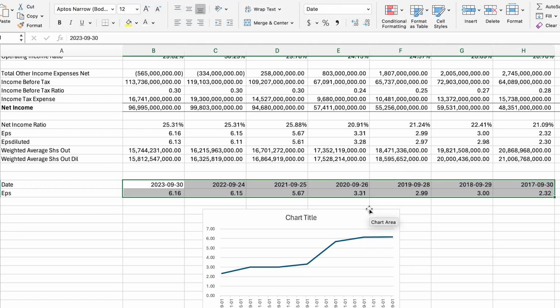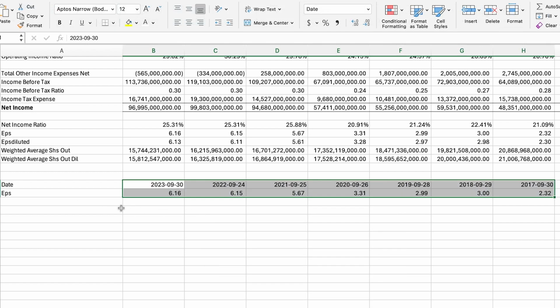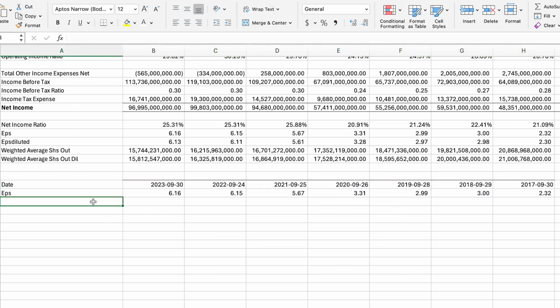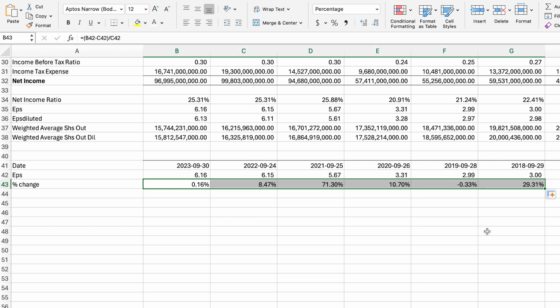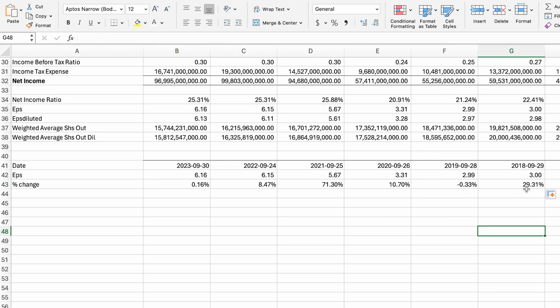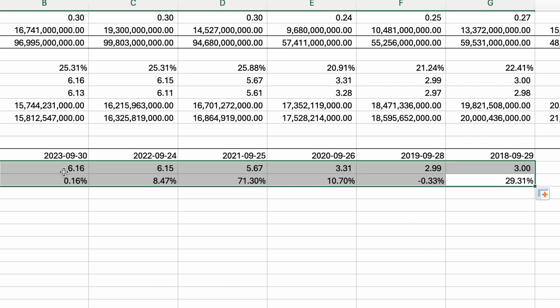The other thing that is very popular is that instead of looking at a chart, you can calculate the percentage change from one year to another. And for that, all you need to do is take the latest EPS minus the previous EPS and divide these numbers right here by the previous EPS. After this, you can turn this number into a percentage and then just drag it so that you can get this number calculated for the previous years. And this is very helpful to see if we have a positive EPS trend or not.